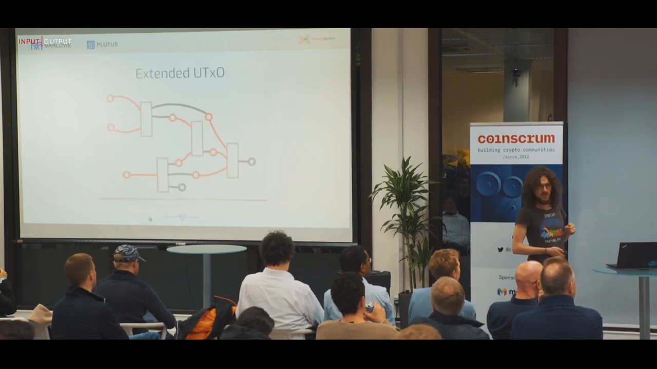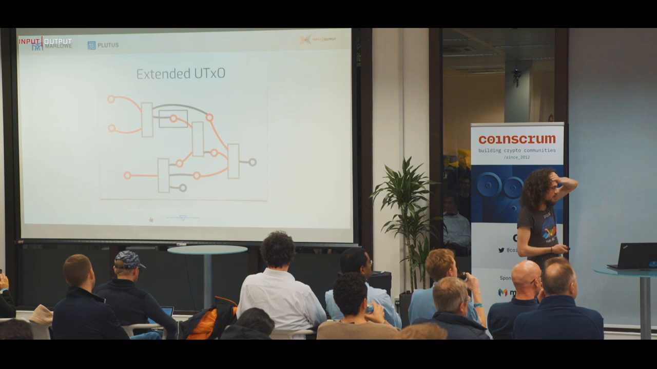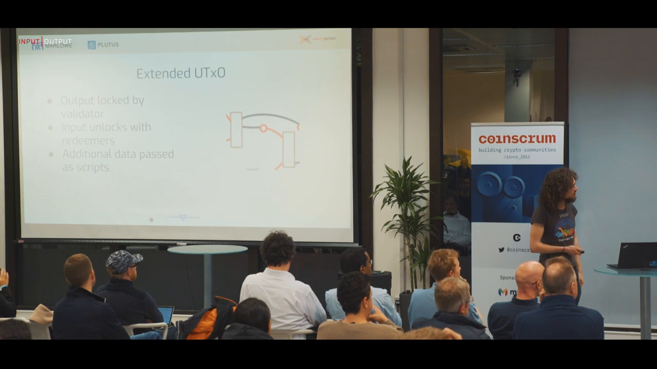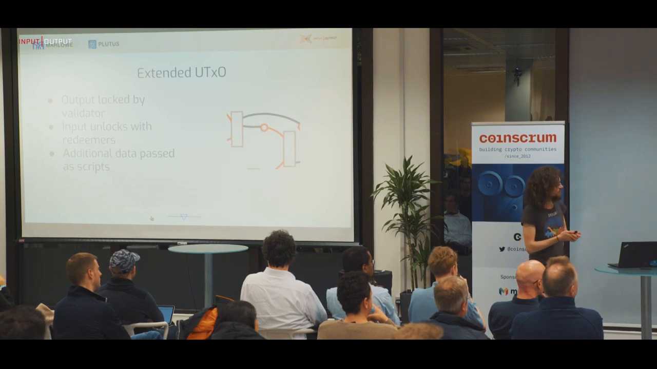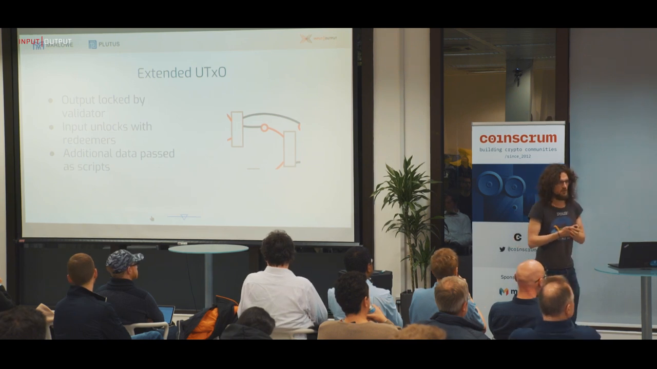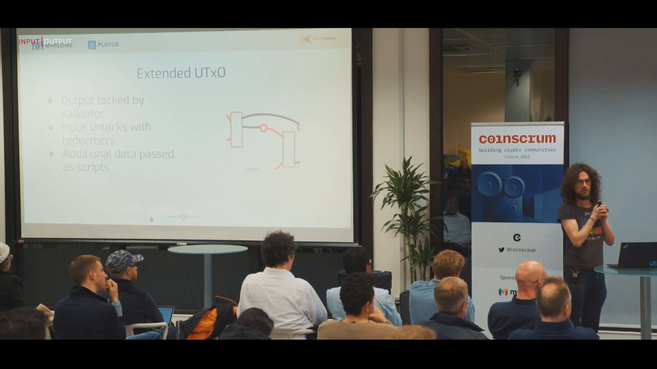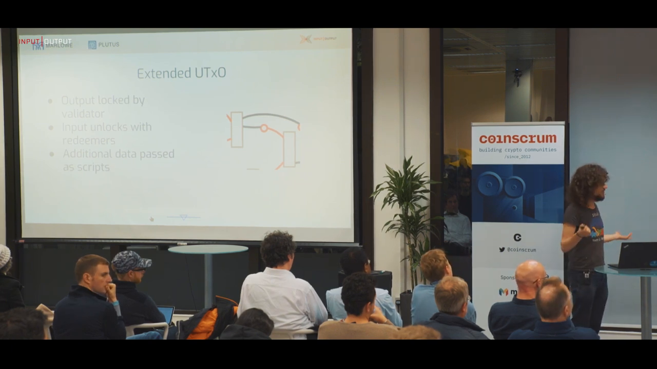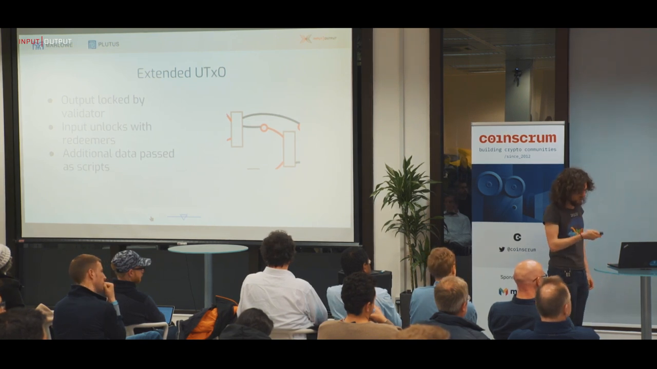And we extend that model a little bit. I'm going to explain a little bit about that now because it's somewhat important. So we're going to focus in on this little dot here, which is where the action happens. So as I said, the output that you're using gets locked by a validator. The input unlocks it with a redeemer. And then there's some additional data that we pass along. So as it is, these things are just kind of floating in the void. They could be anywhere in the ledger. They have no notion of what's happening, time, space, whatever. The redeemer can contain some information, but we add two things.